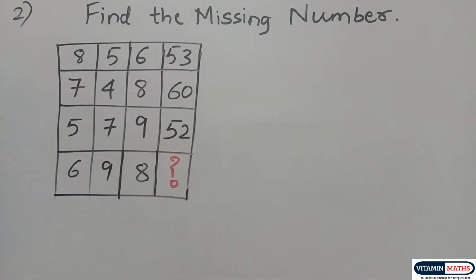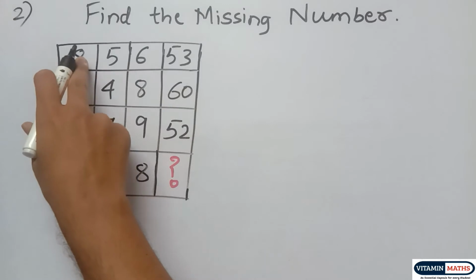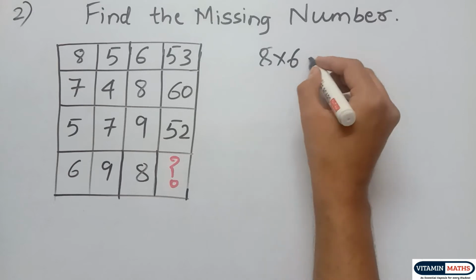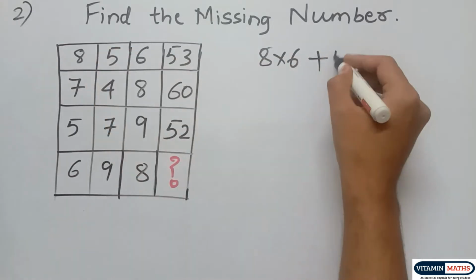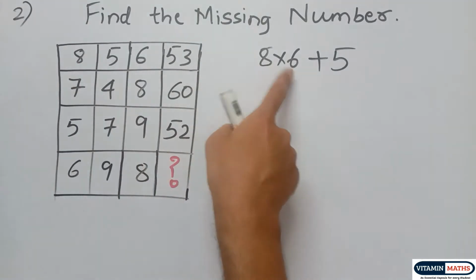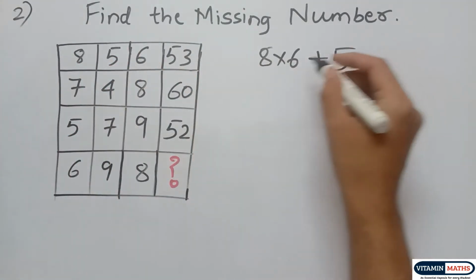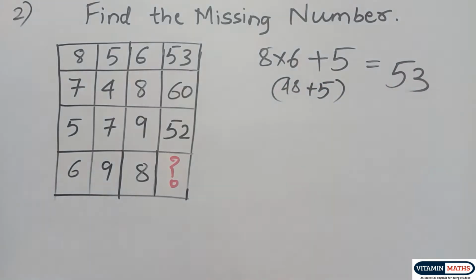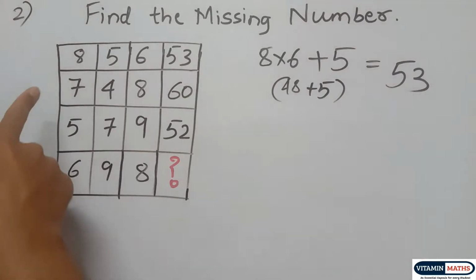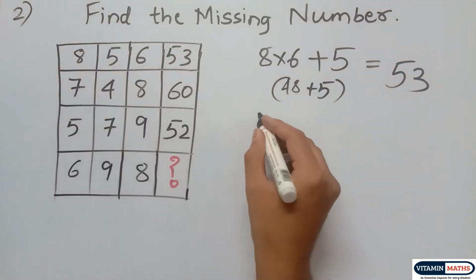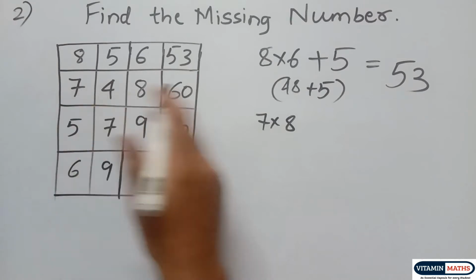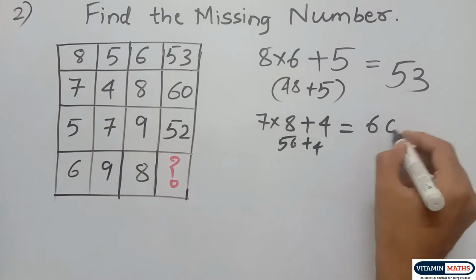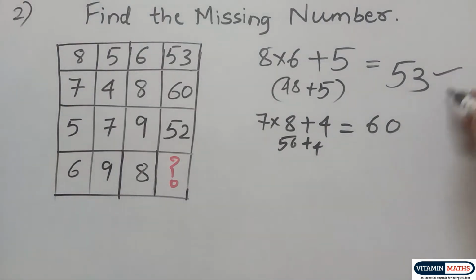So let's start. 8 6s are 48, and for 48, if you add the middle term, that is 5, 48 plus 5 is 53. Let's see whether this logic works out with the second row. Now 7 8s are 56 plus 4, so 56 plus 4 is 60. Yes, this logic is working.